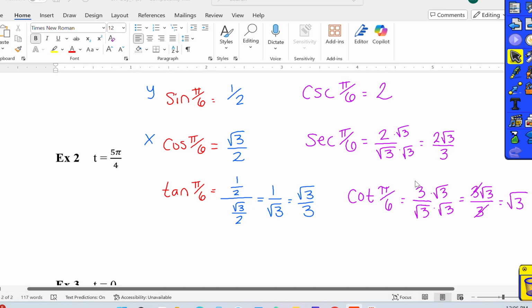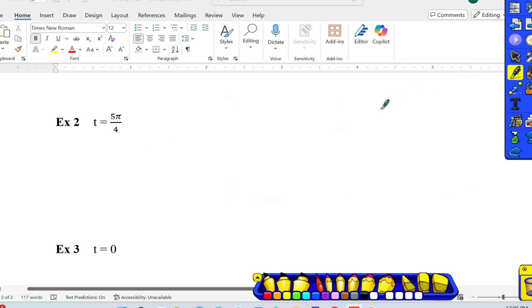Okay, let's try number 2. Number 2, we have 5 pi over 4. So we have our unit circles memorized. Shouldn't have to look at the unit circle. But if you do, it's in front of you. What quadrant is 5 pi over 4 in? The third, yes. Down in the third quadrant. And I know to get there, I have to go left and then down. So I know the coordinates are negative root 2 over 2, negative root 2 over 2.